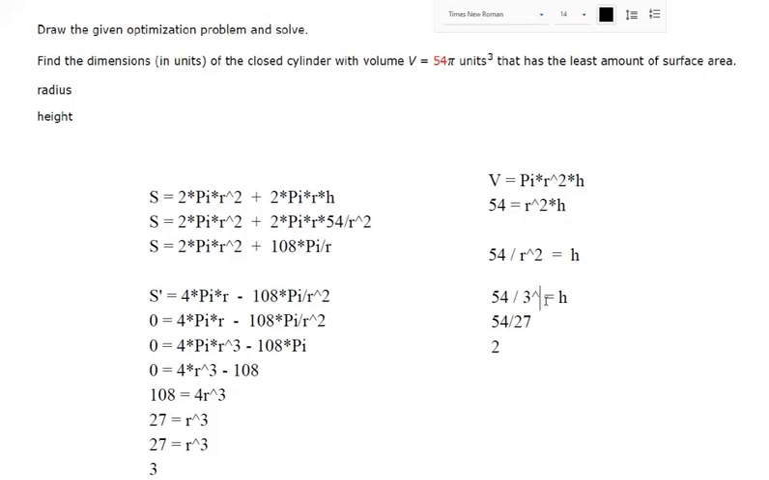I guess it's a little late for me to be making this video. That's not supposed to be cubed, it's supposed to be squared. So it should be 9. So that should be 6 for the height.